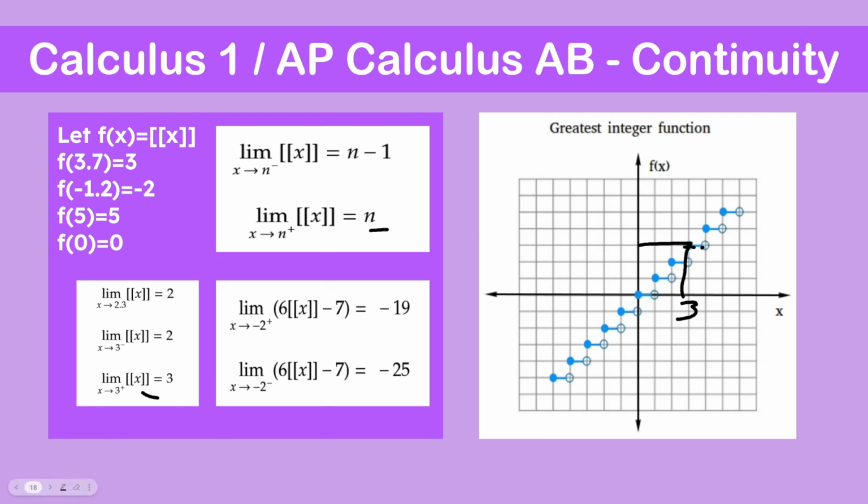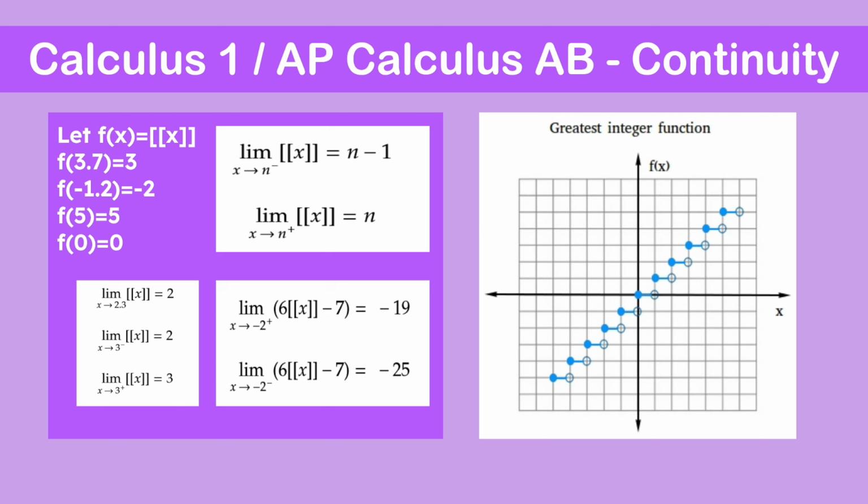So now let's do some more complex limits. Let's find the limit of 6 times the greatest integer function minus 7 as you approach negative 2 from the right side. If you recall, if you approach something from the right side, it's just going to be itself. So you have 6 times negative 2 minus 7. So you get negative 12 minus 7, which is just negative 19.